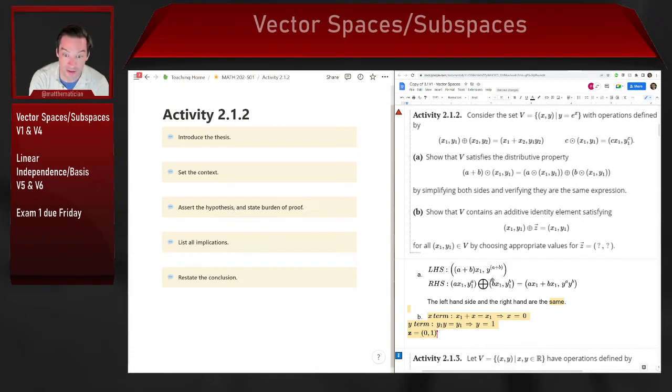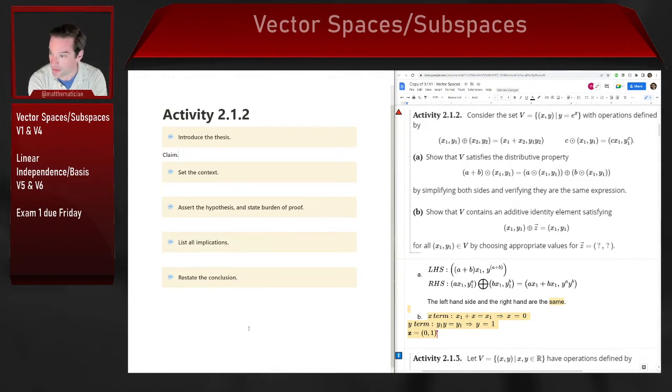So what I thought I would do with you for a minute is go back to our 5-part proof scaffold: introduce the thesis, set the context, assert the hypothesis, state the burden of proof, list all your implications, and then restate the conclusion. And look at how this cocktail napkin would appear in that proof format. So the introduce the thesis part of the work is just where we state the claim that we're about to prove. I'm going to call it a claim.